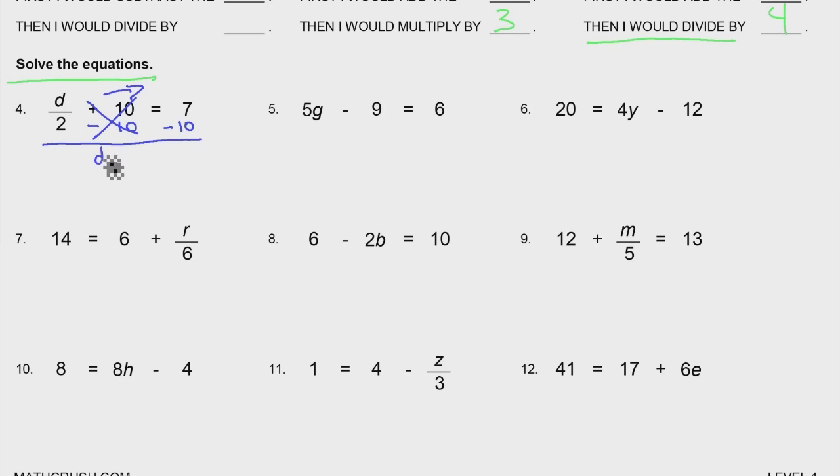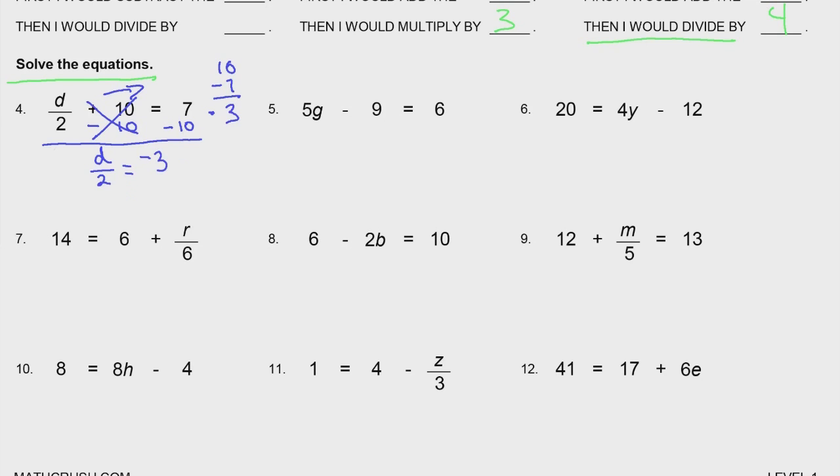So we're left with d over 2 equals 7 minus 10. If you didn't know how to do that, you would just do 10 minus 7, which gives you 3, and then you take the sign of the bigger number. Well, 10 is bigger, so it would be a negative 3. So we'd have d over 2 equals negative 3.